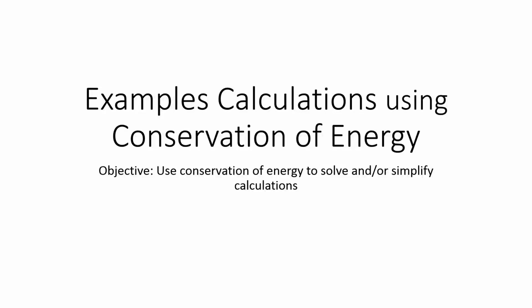The goal of this video is to use the idea of conservation of mechanical energy to solve or simplify calculations in physics. Mechanical energy generally falls into two categories: kinetic energy and potential energy. Mechanical kinetic energy is always equal to 1/2 mv squared. Potential energy might come in a number of different forms, depending on what's included in your system.